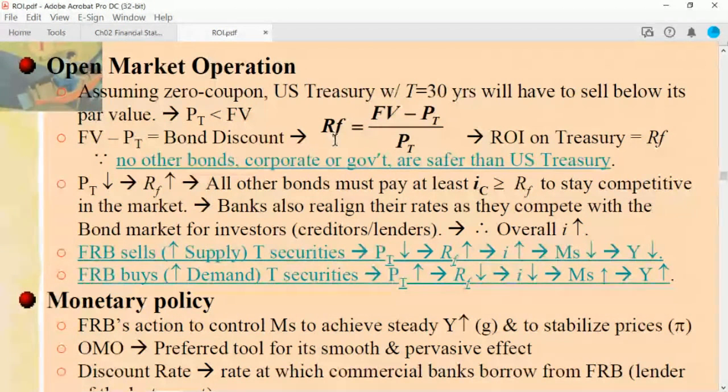But this return is called the risk-free return as well. Of course, you might wonder, what does that F stand for? Free, risk-free. This is riskless. So that means the return on investment on the treasury is risk-free. Why? No other bonds, corporate or government, are safer than U.S. Treasury. And why is that? Now think about it.